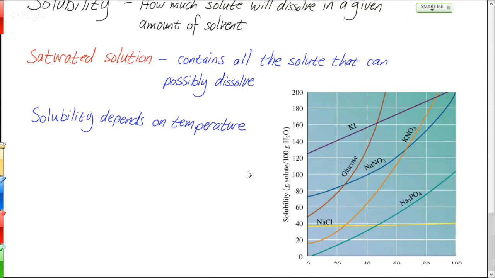The amount it goes up changes greatly. So like glucose, which is a type of sugar, you can see you heat it up a little bit, and you have a huge increase in how much you can dissolve. But salt, sodium chloride, the solubility barely changes. So it's really not that much easier to dissolve salt in hot water than in cold water. It's about the same. So for most solid solutes, solubility increases with increasing temperature. Not for all of them, but for most of them.